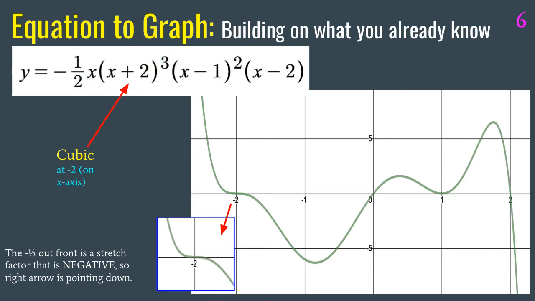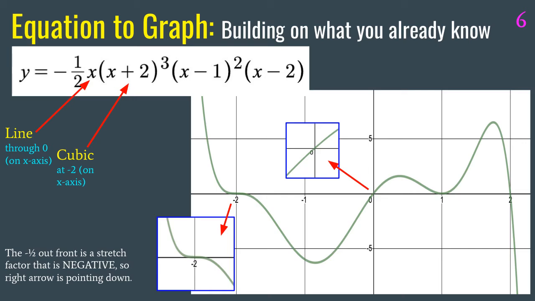So that means I had to have one arrow go down because it was negative, and the other arrow had to be up because it was an odd number. So now watch this. It's going to go 1, 2, 3, 4, 5, 6, 7 directions because this had 7 total powers in the equation. All right, if you look closely, there's a cubic at -2. That's this guy right here.